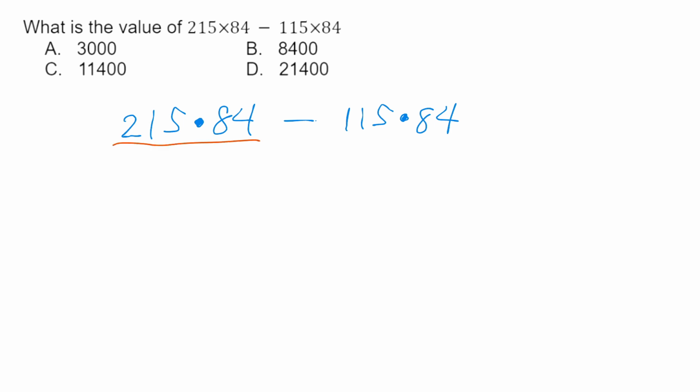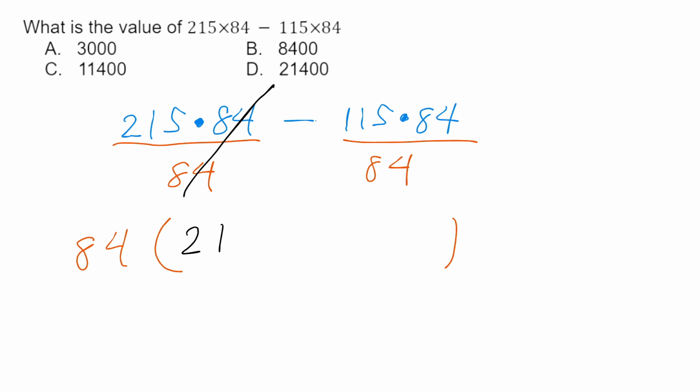Both of the terms are divisible by 84, right? So it's gonna be what now? 84 times what? What is 215 times 84 divided by 84? Well, you cancel this one. You have now 215 minus, cancel this one, 115, right? Oh, you apply your PEMDAS. Which one goes first? The multiplication or the parenthesis? Of course, parenthesis, right? What is 215 minus 115?